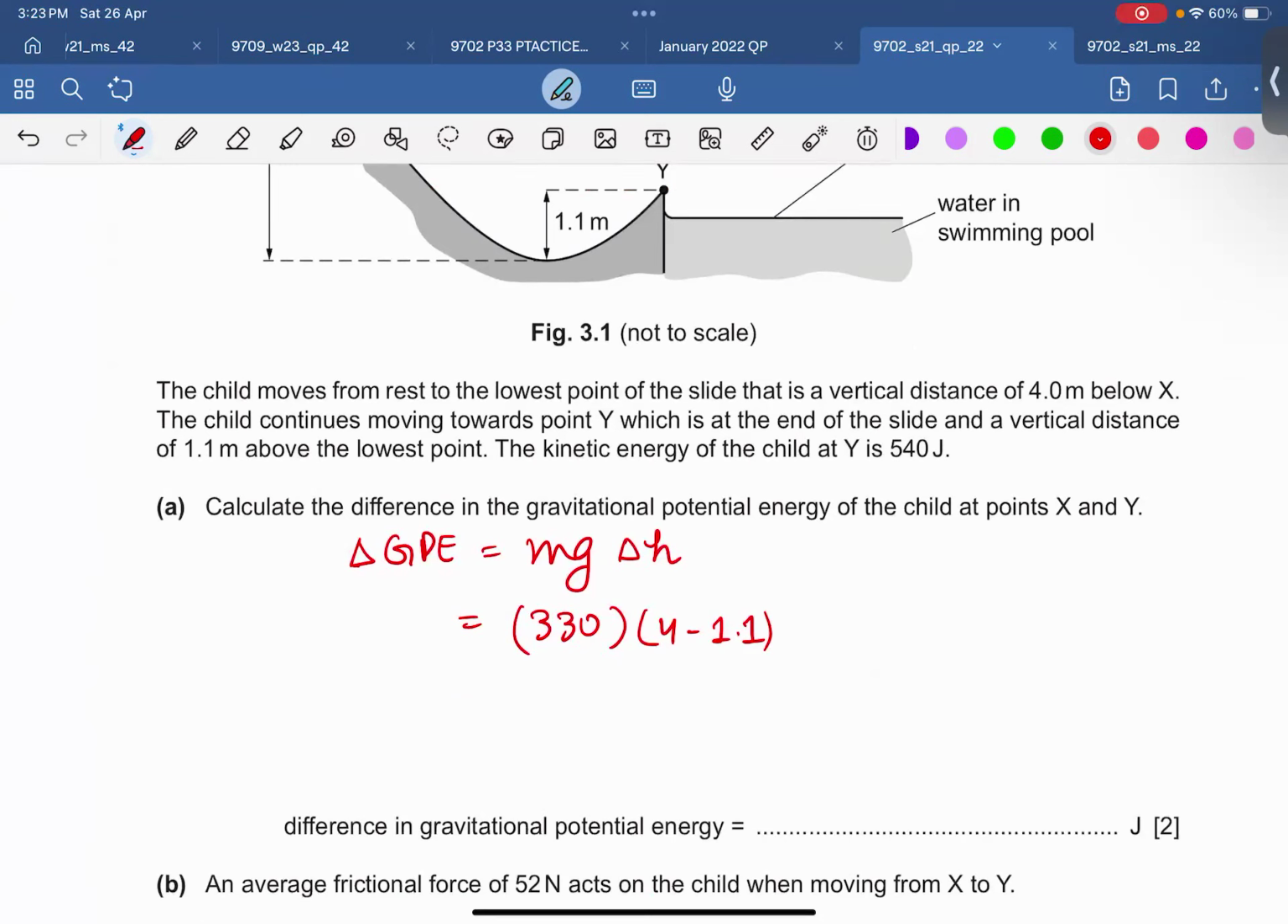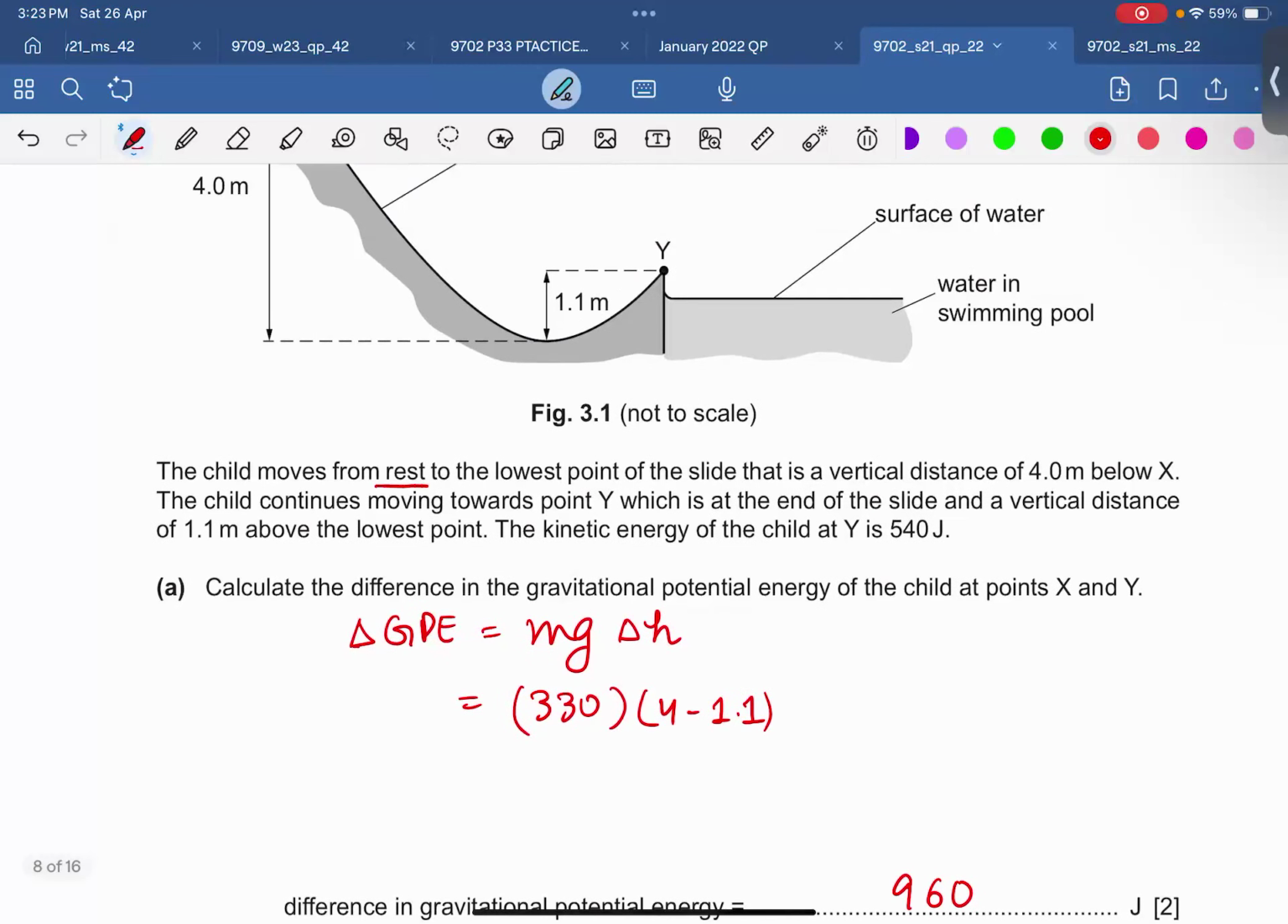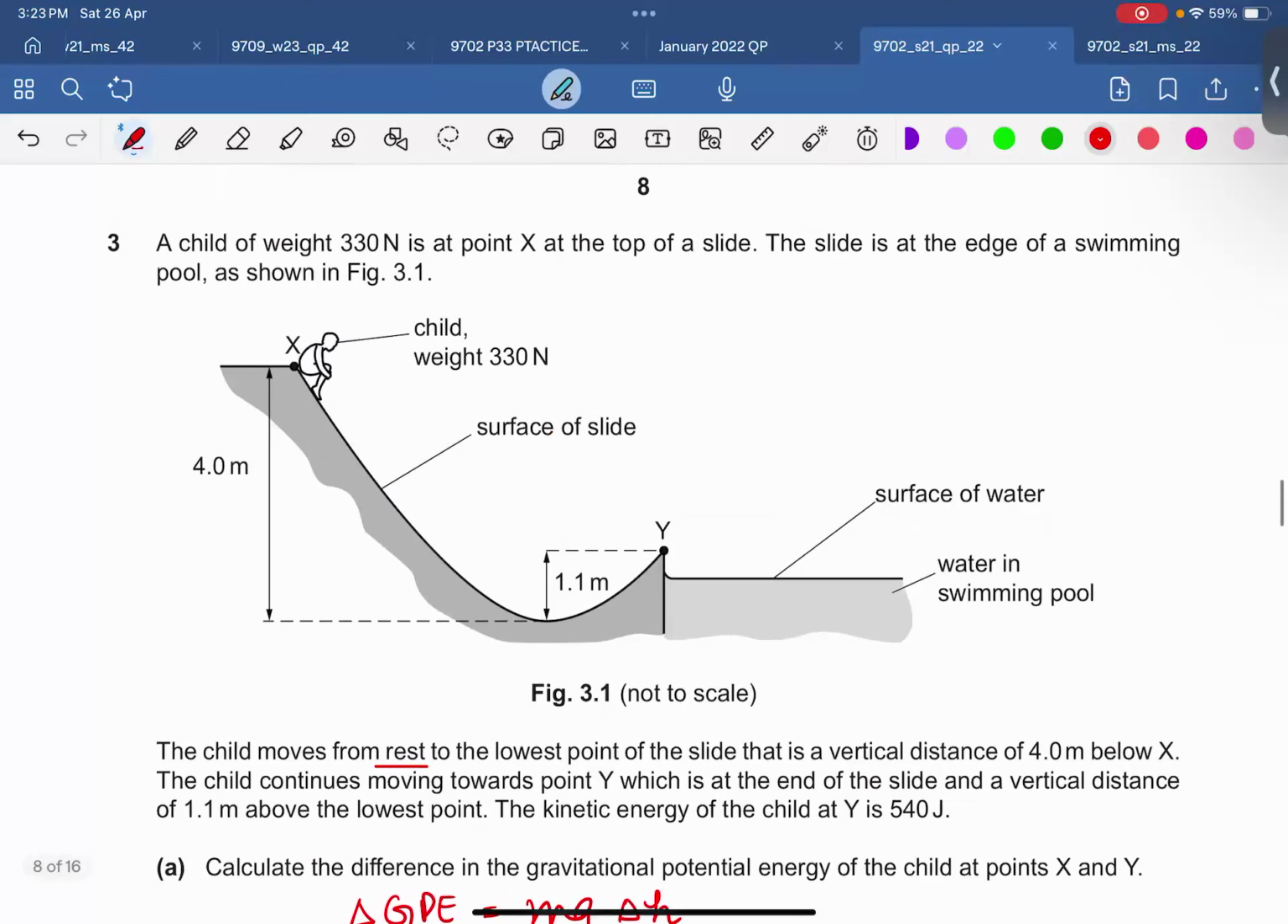Sir, 960. Okay. By the way, the child moved from rest. Let's analyze a little. If the child moved from rest, initially, will it have any kinetic energy at x? No, sir, kinetic energy will be zero.